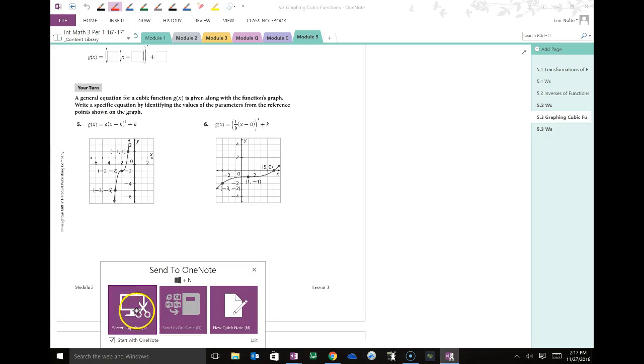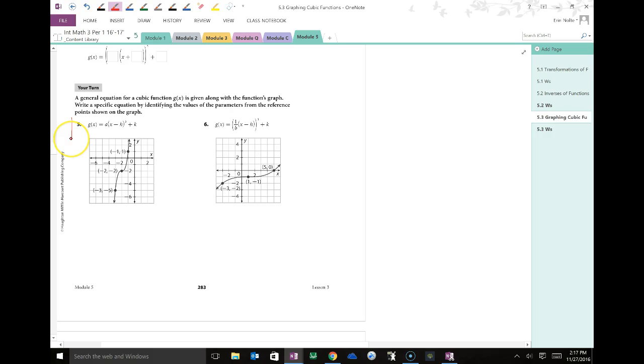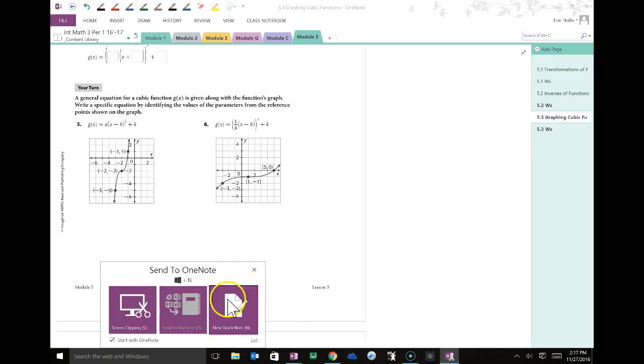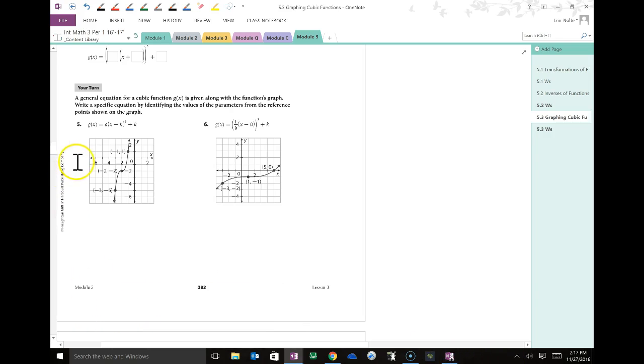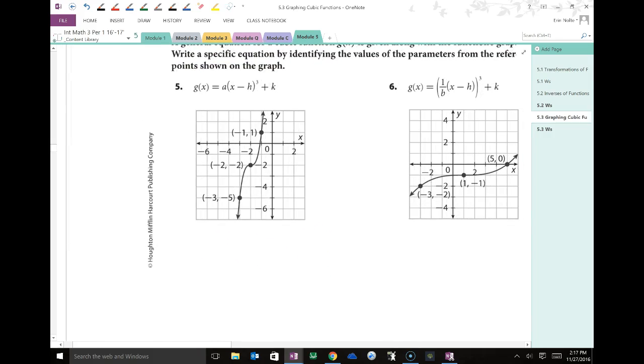Let's see if I can get this going this time. Nope, still won't let me. Try it one more time. No, okay. All right, so let's see if I'll just zoom in over here.